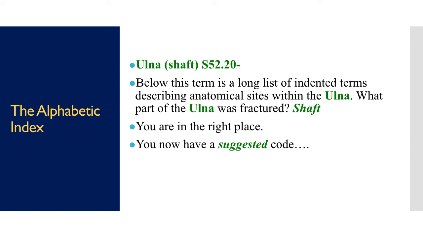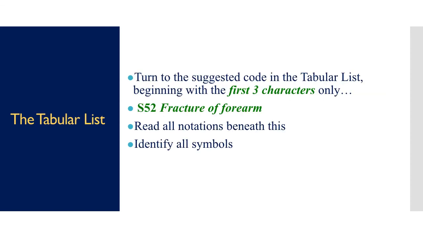the tabular list. The tabular list has all of the codes, all of the 68,000, however many codes there are in this code set, in alphanumeric order. So we start with A0. So S52 is going to be all the way, keep going, keep going, keep going. Okay? And you always start with the first 3 characters because there are notations and there are symbols, and that's the book's way of telling you details and hints to help you determine the correct and accurate code.